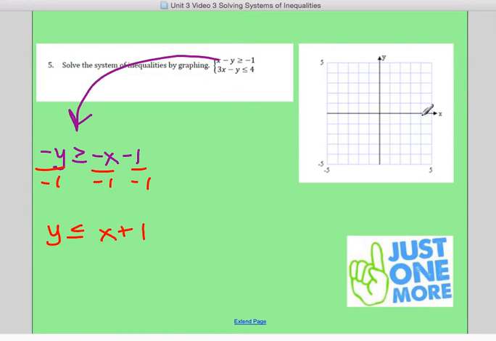Okay, so I'm going to graph this. So my y-intercept is 1. And my slope is 1, so up 1 over 1, up 1 over 1. Or down 1 over 1, down 1. Okay, this one's going to be a solid line. Right there. And then it says y is less than. So I'm thinking I'm going to be shading below, but I can check my point 0, 0. Is 0 less than or equal to 1? Yes, it is.